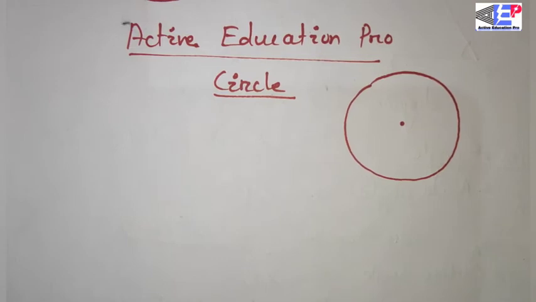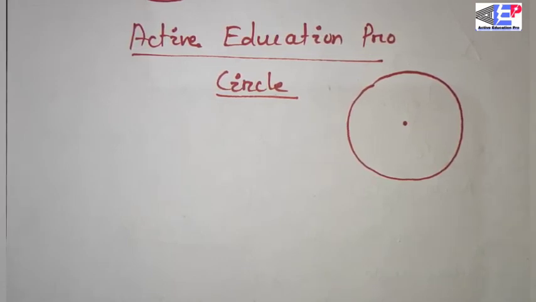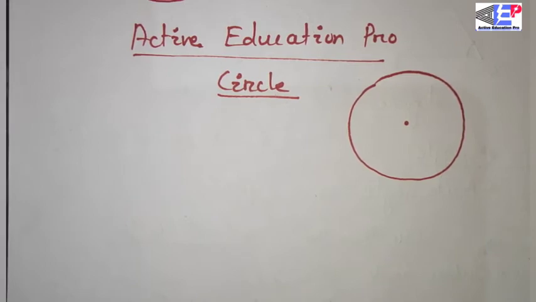Today's video is about the next geometrical figure, the circle. In my last videos we have already studied rays, lines, line segments, and in my most recent video we gained detailed knowledge about angles. Now this video is for the circle. So let's start. A circle is made by curved lines around a center.